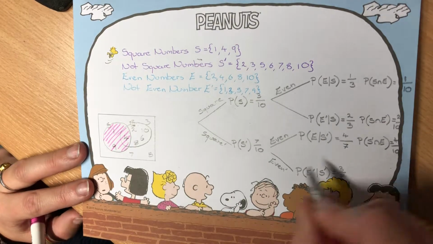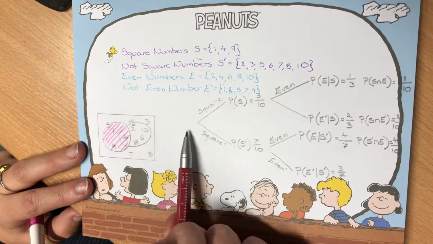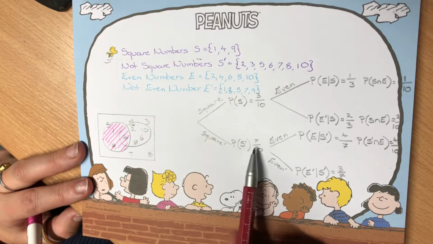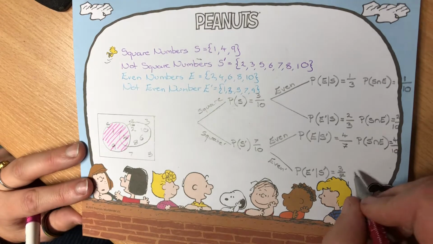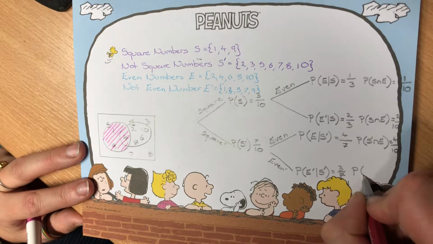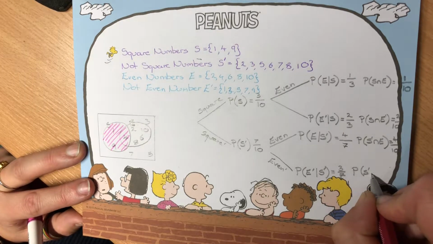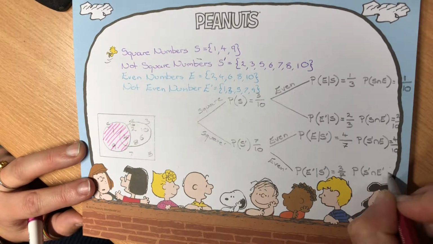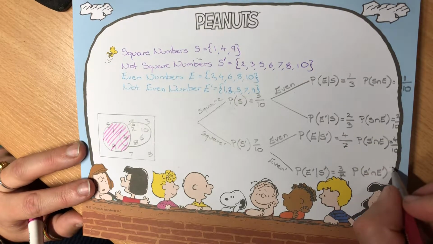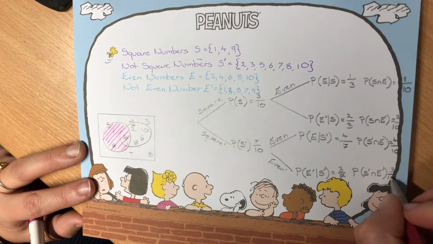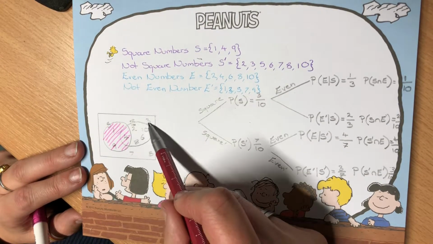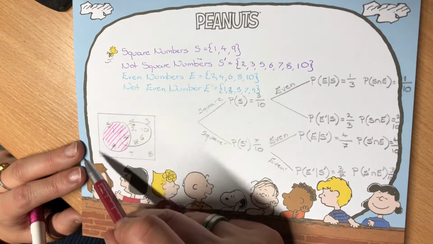square. So if we start from the original set, we're going all the way along. So we've got this one multiplied by this one. So if we consider everything, then the probability that it is not square and not even is going to be 3 out of 10, which makes sense because if we go back to considering everything, we've got 3 of those out of 10.